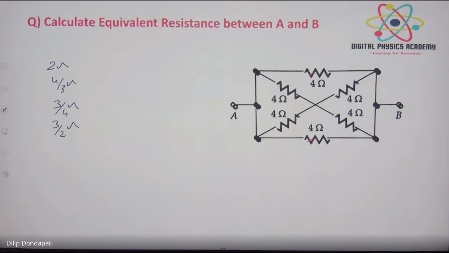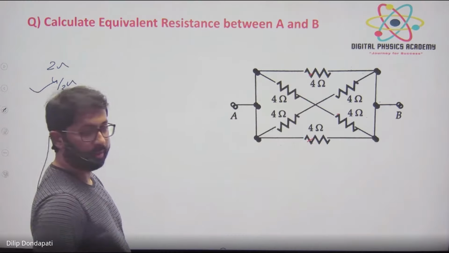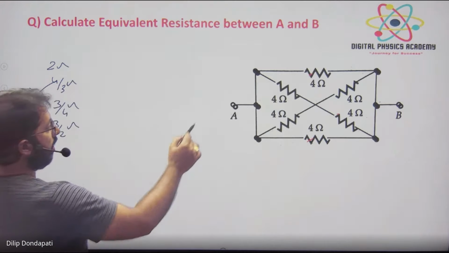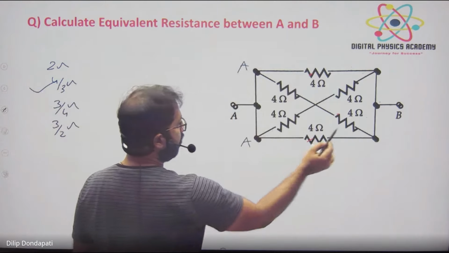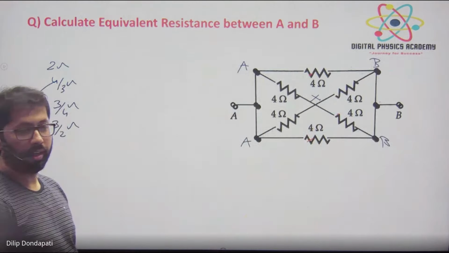How much? 4 by 3? Yes, 4 by 3. You distributed the potential and you also got the same thing, 4 by 3 only. Yes. So either A, B, B, and X, put 3 potentials to equate.